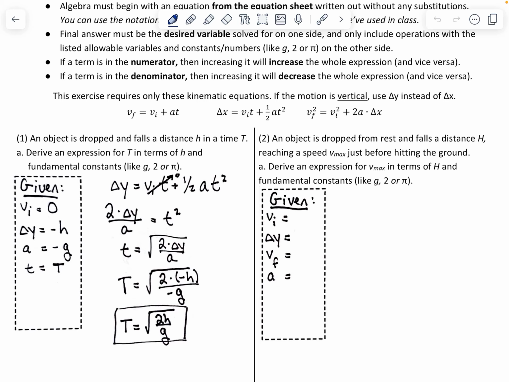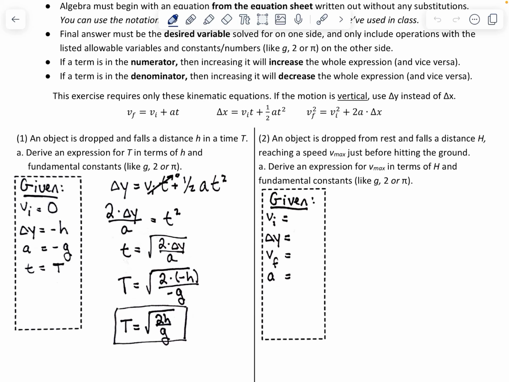The first thing we're asked to do is derive an expression for t, the time, in terms of h and fundamental constants. So besides the letter t, the only thing that can show up in my answer are operations, like times and divide and square root, or numbers. And g is a number. We're actually not going to replace g with 10 or anything like that, because if we leave it in terms of g, then this expression will work on Mars or the moon. So we just leave g in the answer.